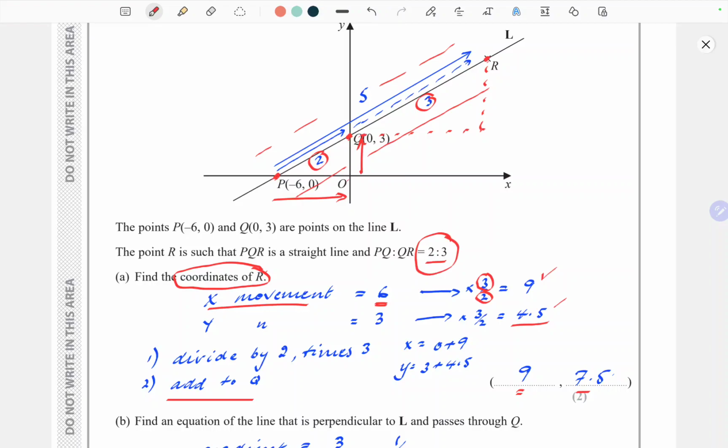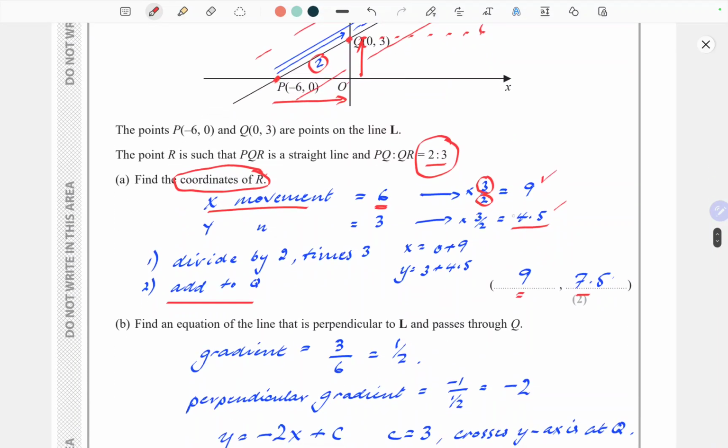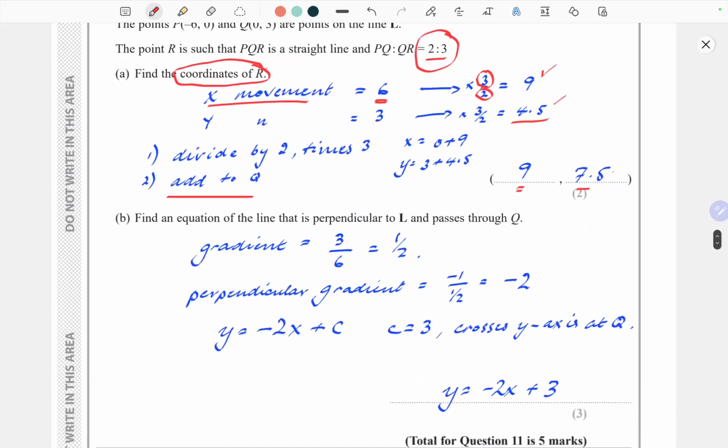Can also be done if you start from P and then add 5 over 2, the ratio 5 over 2. Okay, but I don't want to confuse it further. I think what I've shown you there is probably sufficient.